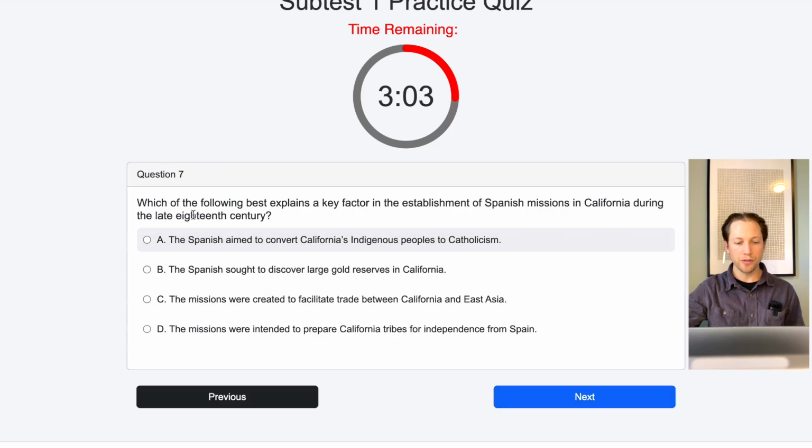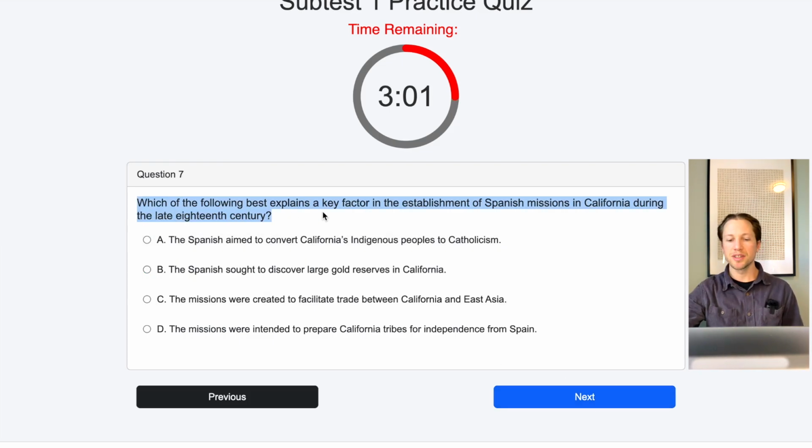Number 7, which of the following best explains a key factor in the establishment of Spanish missions in California during the late 18th century? Notice here how this question has moved on to the third topic within Subtest 1, which is all about California history. Read answer options A through D, and then let's find the best one.